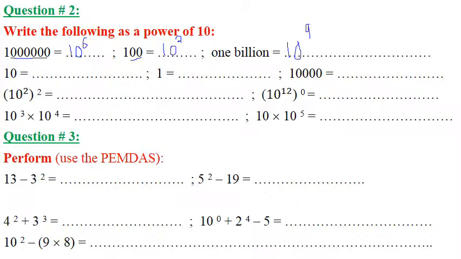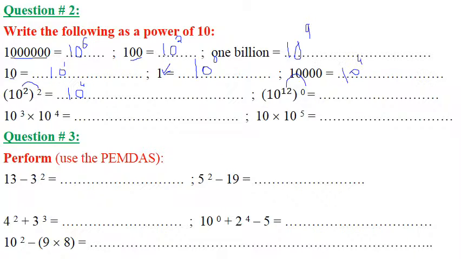10 is 10 to the power 1. Why to the power 1? Because here we have 1 0. 1 is 10 to the power 0. Why? Because near the 1 here we have no zeros. Now 10,000 is 10, base 10 and exponent 4 because we have 4 zeros. Here we have a power of power, so now the answer here is 10 and 2 times 2 is 4.